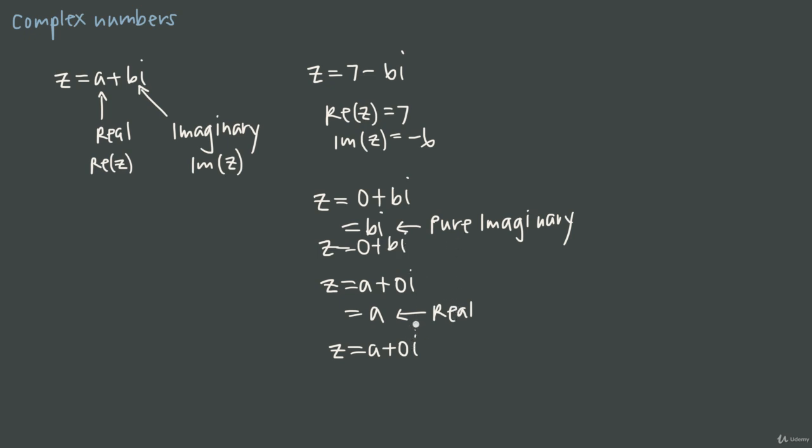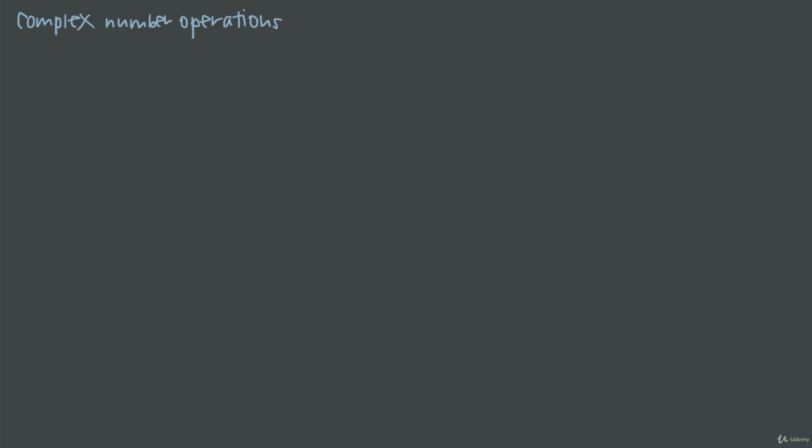But in the particular case where the real part is 0, then we have a pure imaginary number. And in the particular case where the imaginary part is 0, then we have a real number. Just like with real numbers, we want to be able to do arithmetic with complex numbers, including addition, subtraction, multiplication, and division. So let's go ahead and start by talking about addition with complex numbers.